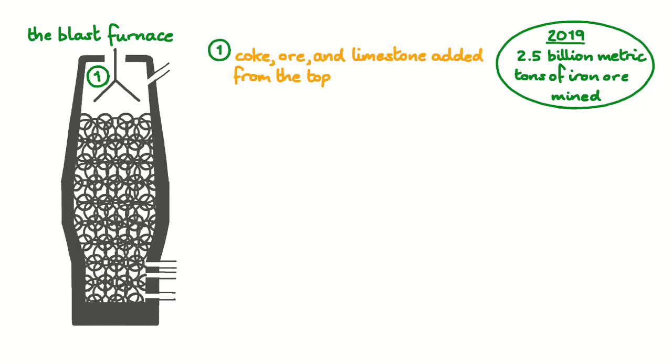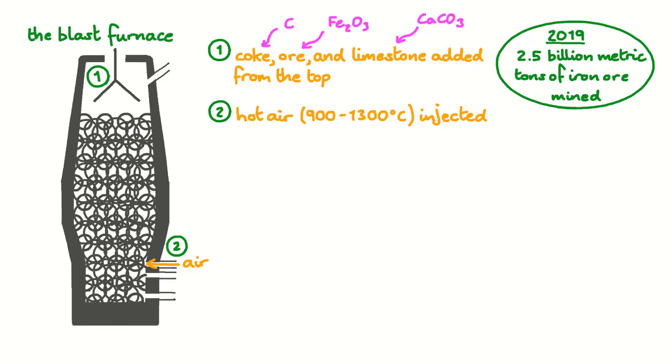In the first step, coke, ore and limestone are added to the furnace from the top. The coke provides the carbon, the ore provides the iron 3 oxide, and the limestone provides the calcium carbonate. In the next step, hot air between 900 and 1300 degrees Celsius is injected into the bottom of the furnace. It's these blasts of hot air that give the blast furnace its name.